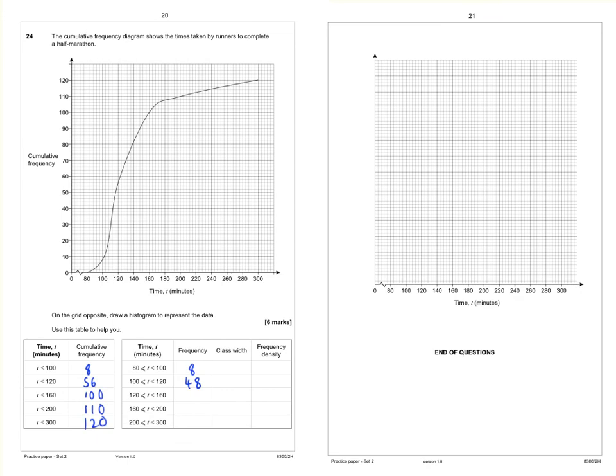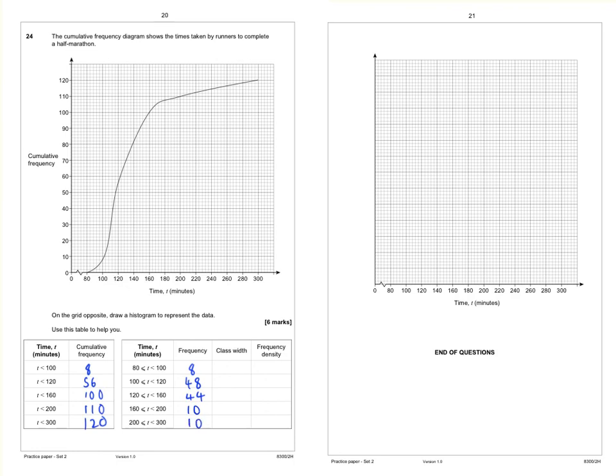Next one, now I need something here that will add to these and make 100. Okay, so that would be 52. Let's see, 48 add 8 is 56. There were another 44 people. So 44 people, not 52, because it's from 56 to 100. Now 100 to 110 is 10, and 110 to 120 is also 10.